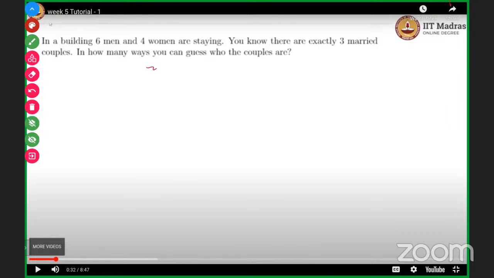Okay, so in this case, you can simply do this. See, you have six men, right? So let's say you have M1, M2, M3, M4, M5, M6. All right. Four women. Let's say I'm just assuming W1, W2, W3, W4. So we need couples, right? We have to find the number of ways who are the couples, correct?